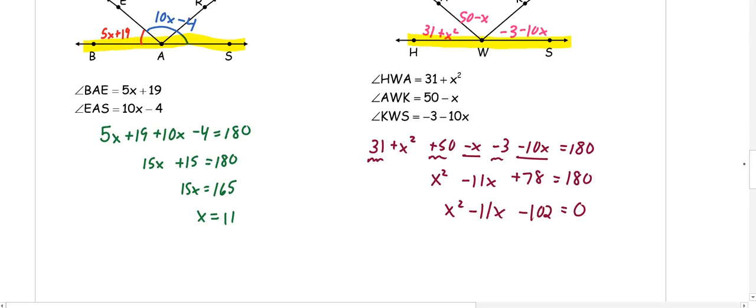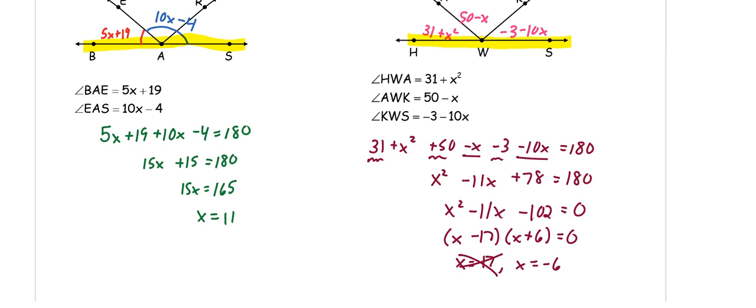So I need two numbers that multiply to 102 and add to negative 11. So I get x minus 17 and x plus 6 equals 0. So when I solve, I have to flip my sign, so x is 17 and x is negative 6. When I go to put negative 6 into both of my angles, 50 minus negative 6 is a positive. Negative 3 minus 10 times negative 6 is also a positive. So x equals negative 6 is actually the solution. While if I put 17 in, I would get a negative angle measure here, and I can't have negative angle measures. So x would not be equal to 17 in this situation.